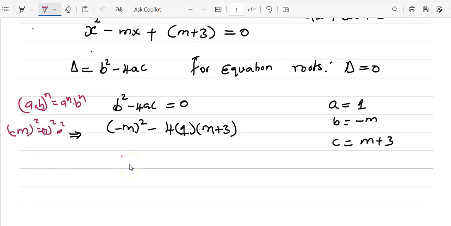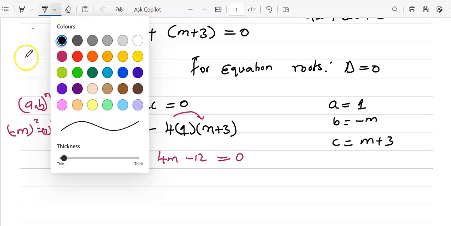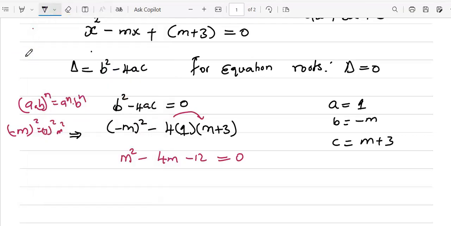So if we solve this, we'll have m squared minus 4 times, and we need to multiply out the bracket. 4 times 1 is 4. 4 times m will give us 4m. So we'll have m squared minus 4m. Then minus 4 times positive 3 will give us negative 12. Now we can equate this to 0 and solve for m, because the question said solve for m.